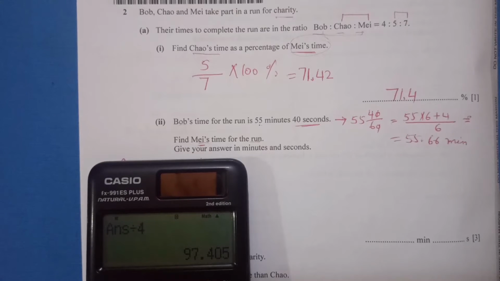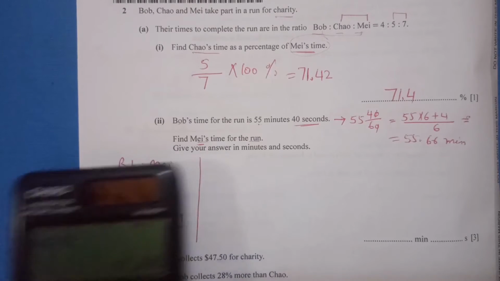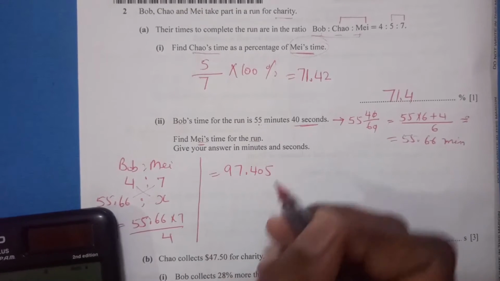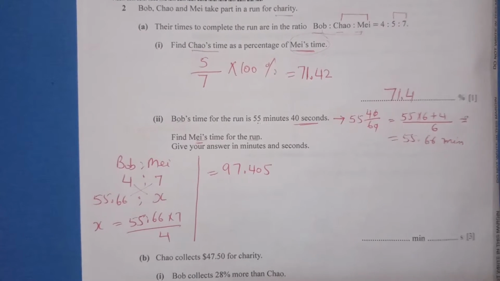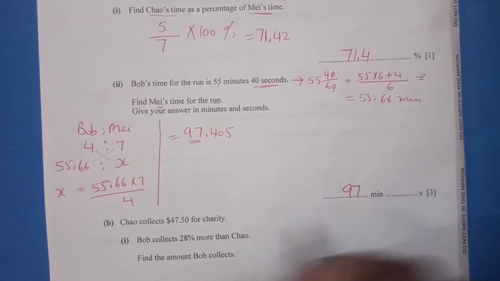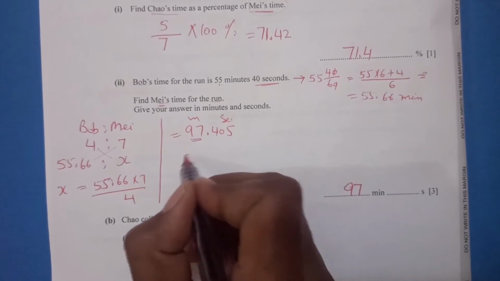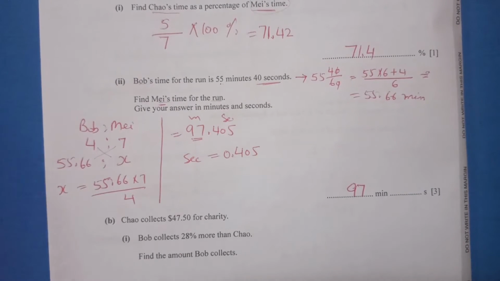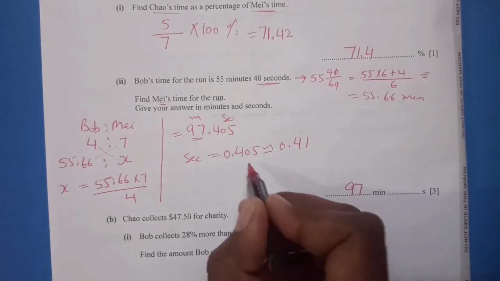So this is 97, this comes out to be 97.405, right? So we can even write this as a fraction, but I will explain you like this one. So we have, this is minute, now this is second. So we got 97 minutes. We will look for the second now. So for the second part, we have 0.405, right? So we can approximate this one as, to make the calculation easy, 0.41.